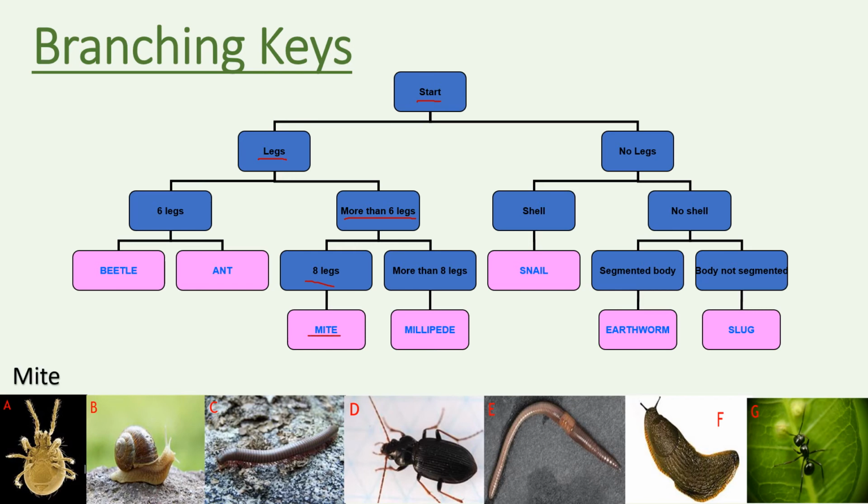Right, so pause the video and try and answer the rest of them. So the answer would be for B, you'd go to start. It's not got any legs, and it's got a shell, so it's going to be a snail. For the next one, it's going to have legs, as you can see the little legs on it, and it has more than 6 legs, and it's got more than 8 legs, so it's going to be a millipede.